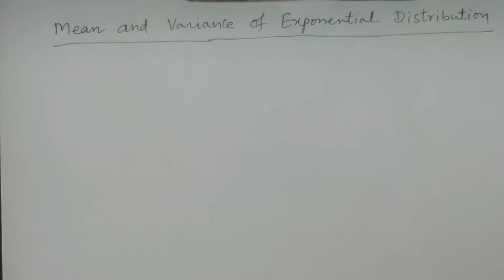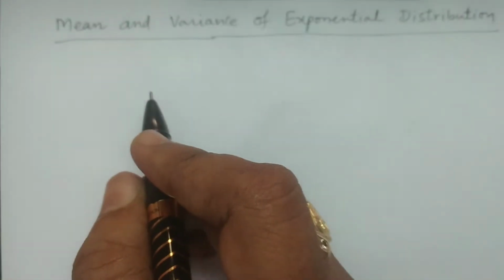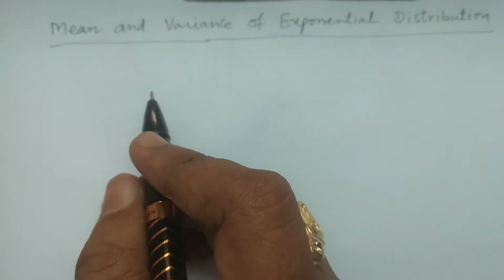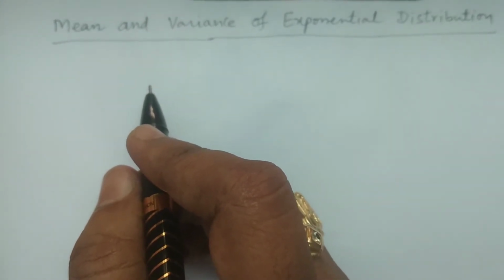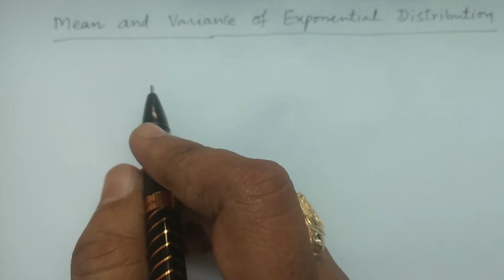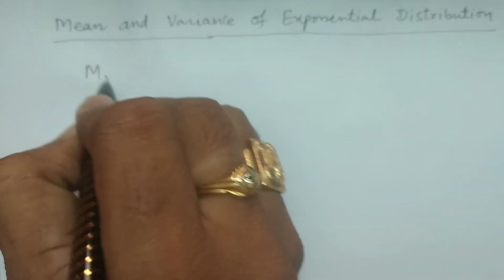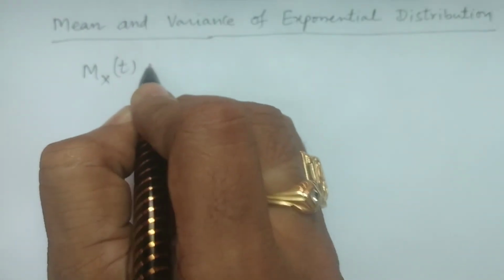In this lesson, I explain the mean and variance of the exponential distribution, and how to calculate them, for which I consider the moment generating function. What is the moment generating function of the exponential distribution? Just previously we have calculated the moment generating function of the exponential distribution.